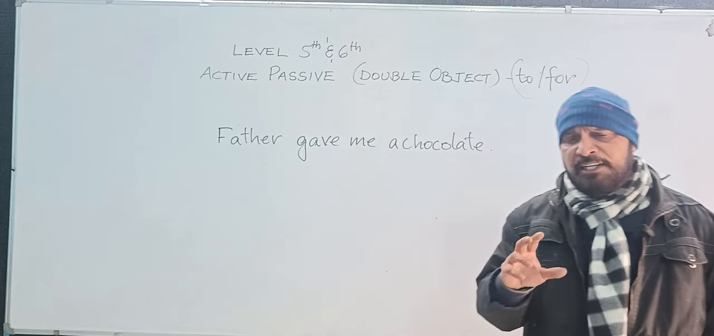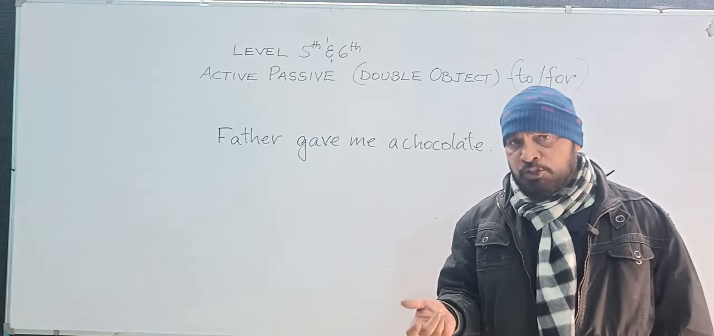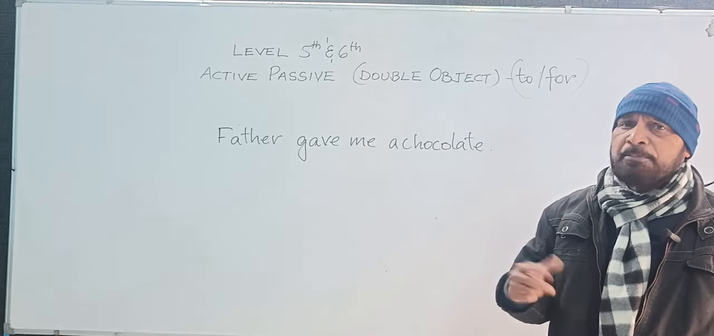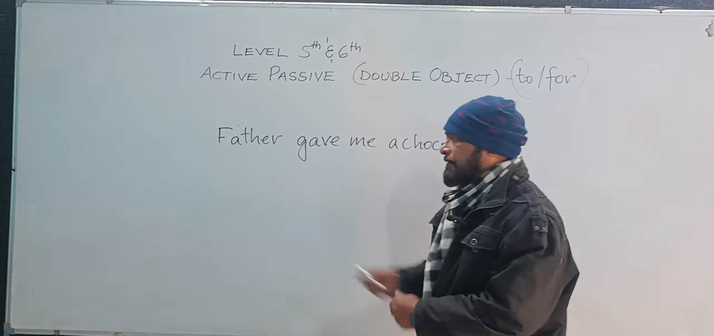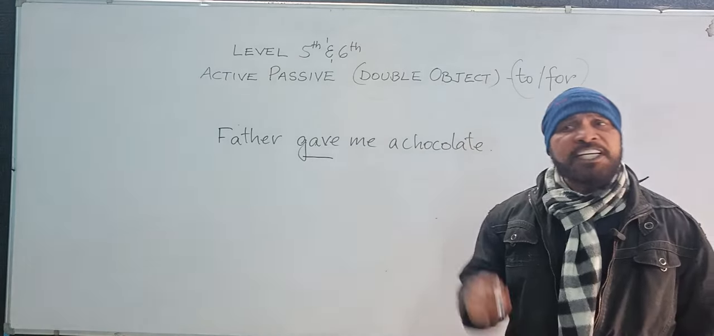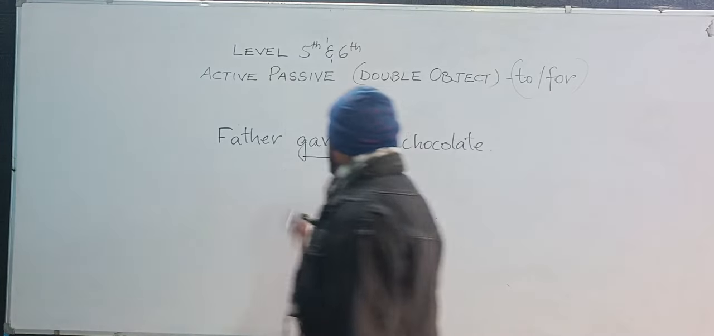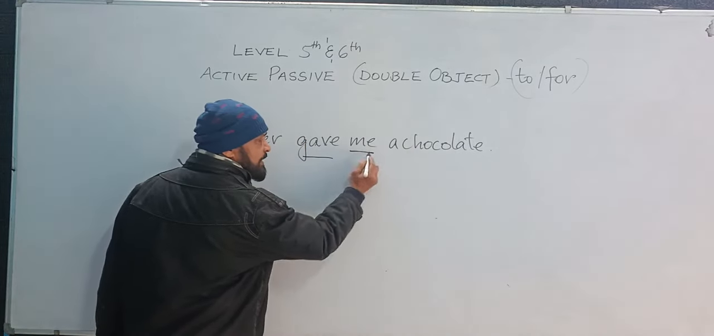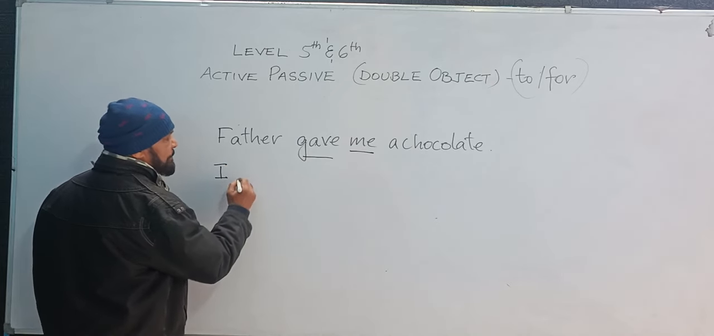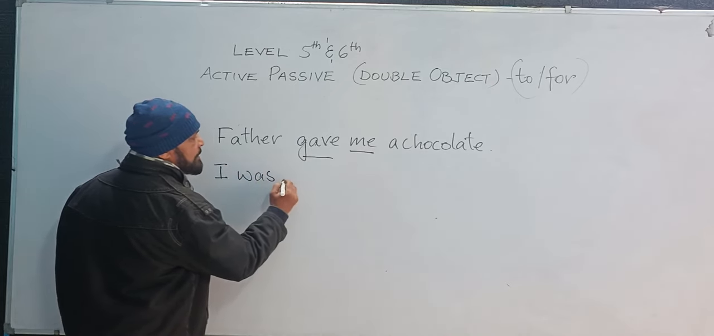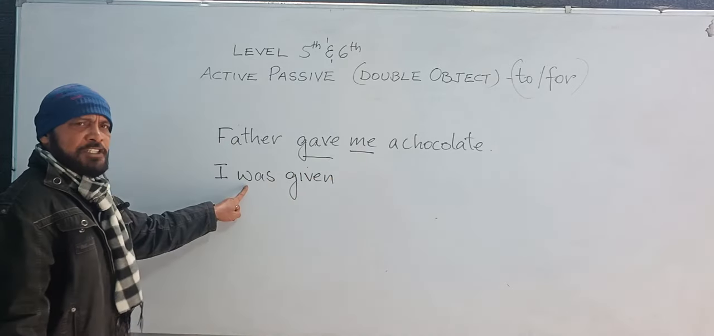English is a language that you have to understand. There are some verbs that take the preposition for, and some verbs that take the preposition to. Now the same sentence I have written down, but I have used the word gave. So we give to, buy for, give to. So father gave me a chocolate. If you want to take the indirect object, I, W-A-S, was, G-I-V-E-N.